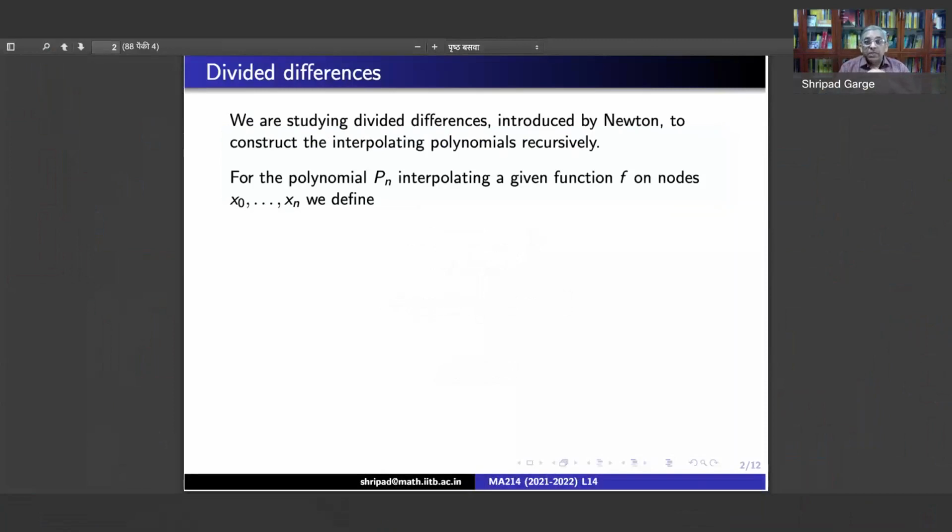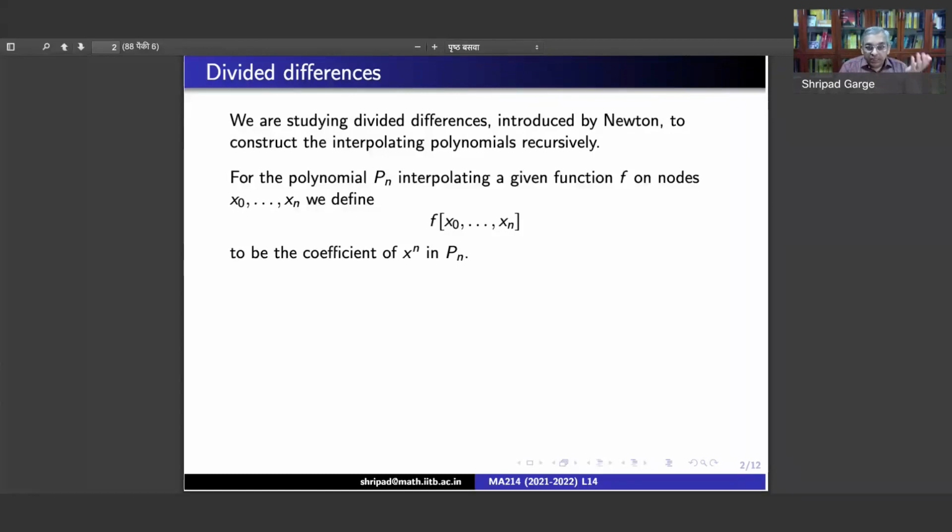on these n plus 1 nodes, x0, x1 up to xn, then we define the Newton's divided difference f of x0, x1 up to xn. Sometimes we will not write x1 there. The three dots simply mean that we will continue from 0 to n. All the in-between nodes are assumed. So this divided difference is the coefficient of x power n in the polynomial Pn. That's our definition of this divided difference.